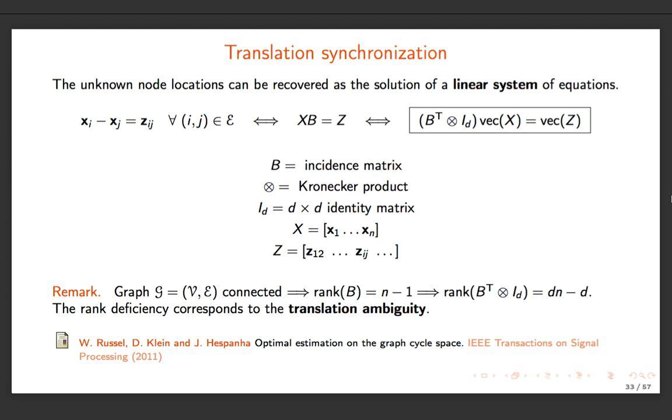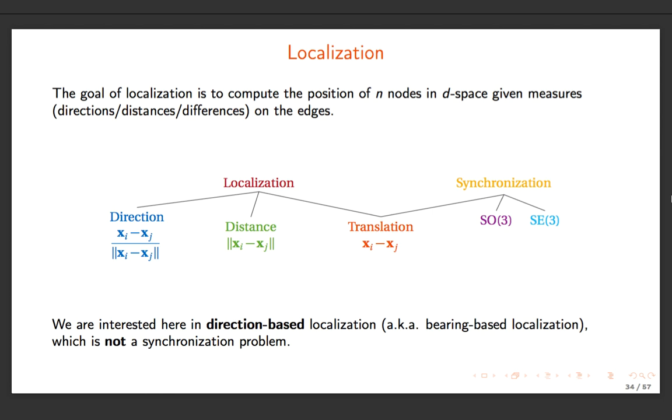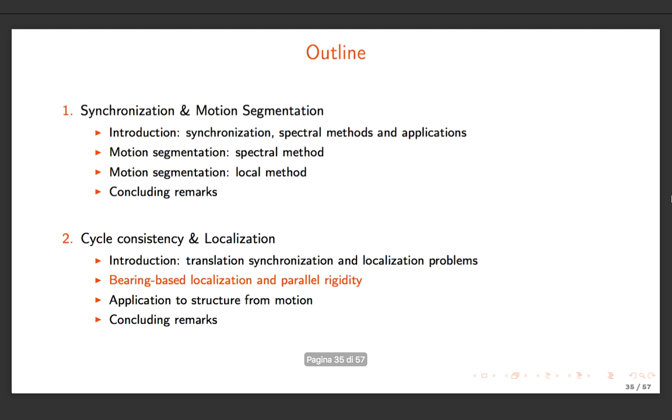Translation synchronization is an instance of the more general localization problem. The goal of localization is to compute the position of n nodes in this space given measures on the edges, which can be either directions or distances or differences. In particular, we are interested here in direction-based localization, which is also known as bearing-based localization. Observe that this is not a synchronization problem according to the definition of synchronization given at the beginning of this talk. Now I will give more details about bearing-based localization and the related theory of parallel rigidity.